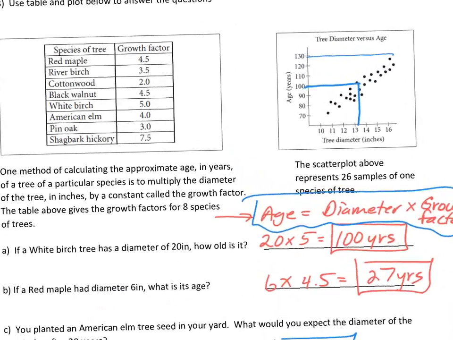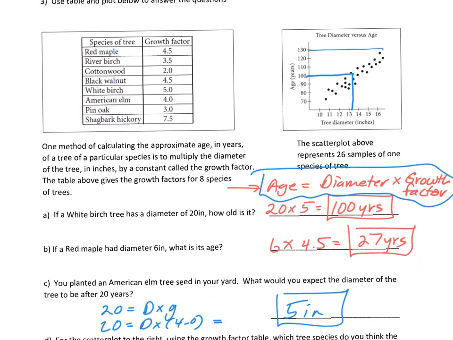Page 2, moving on. The whole page 2 deals with these 2 charts. One of them is talking about the growth factor of certain trees, and then it gives you a scatter plot that we'll talk about in a minute. The description says one method of calculating an approximate age in years of a tree of a particular species is to multiply the diameter of the tree in inches by a constant called the growth factor. The table above gives the growth factors for particular trees. I just wrote this formula down: the age of a tree is equal to the diameter times the growth factor.